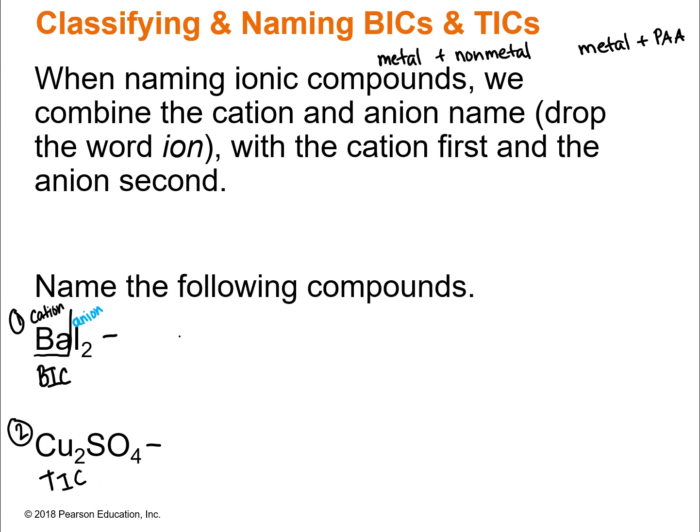Ba, that's barium. It is a group 2 metal. Do we need to use the stock system to write the name for the barium ion? No, it's in group 2A. So it's just the barium ion. We don't have to do anything special.